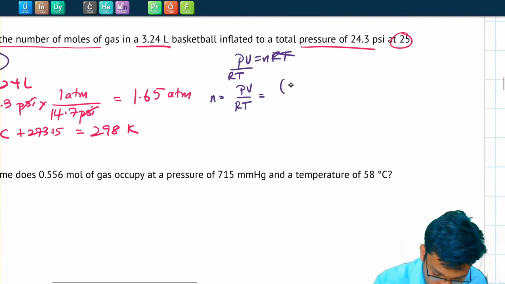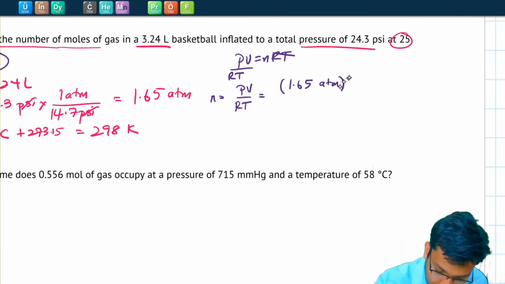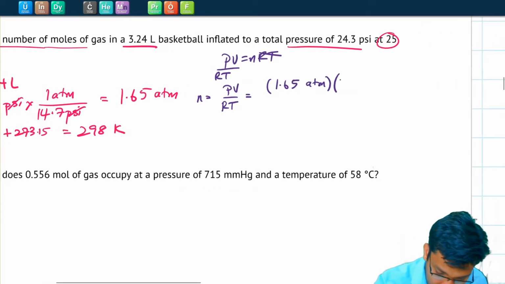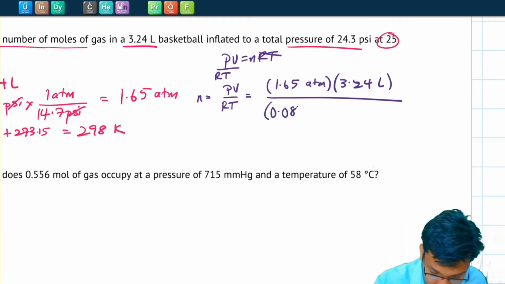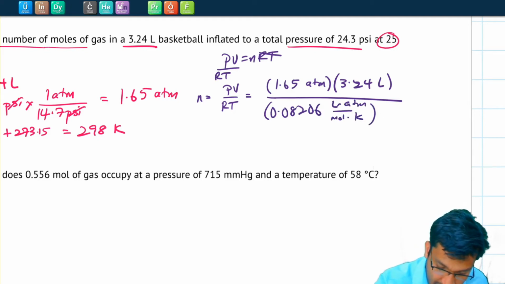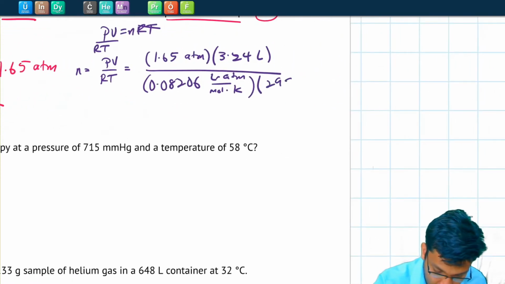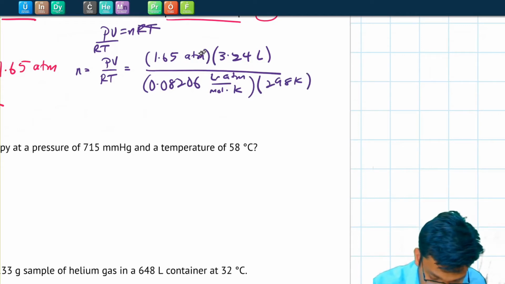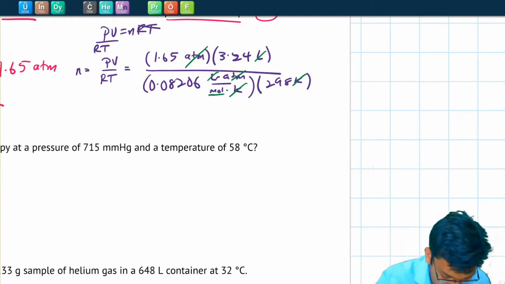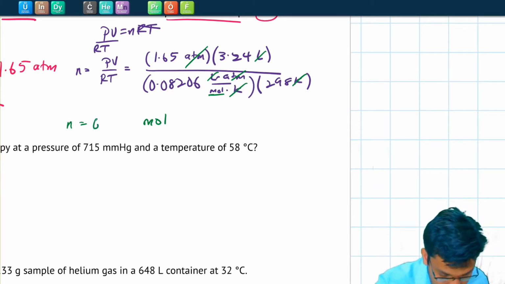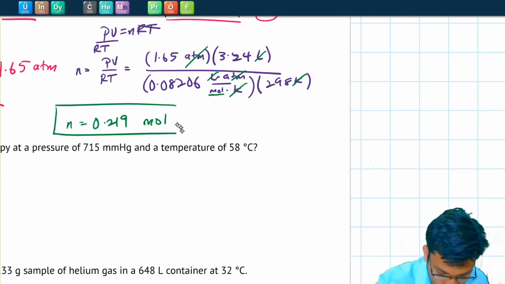So let's substitute. Pressure, 1.65 atmospheres. Volume, 3.24 liters. R, 0.08206 liters times atmospheres divided by moles times Kelvin. And temperature is 298 Kelvin. All right, let's see what cancels out. Atmosphere with atmosphere, liters with liters, Kelvin with Kelvin, and we're left with mole, which is what we want, and that is number of moles. So number of moles, we punch these in our calculator, and I get 0.219 moles.